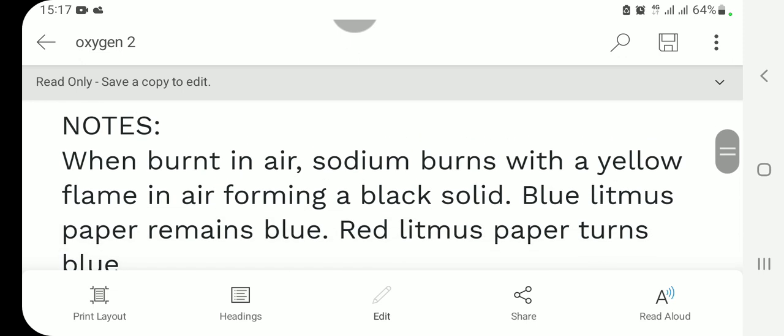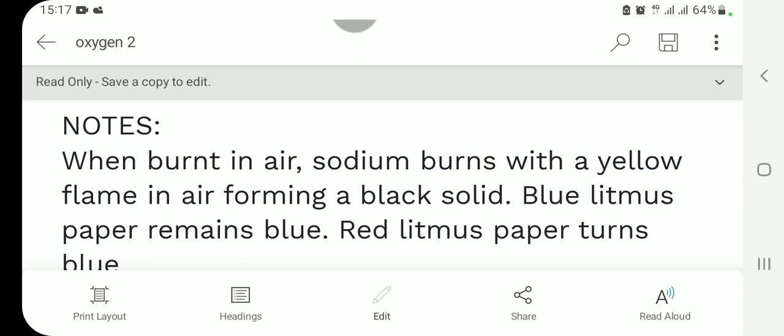When burnt in air, sodium burns with a yellow flame. You have to know the colors. Sodium burns with a yellow flame in air and forms a black solid. For magnesium, it forms a white solid, but for sodium, it forms a black solid.